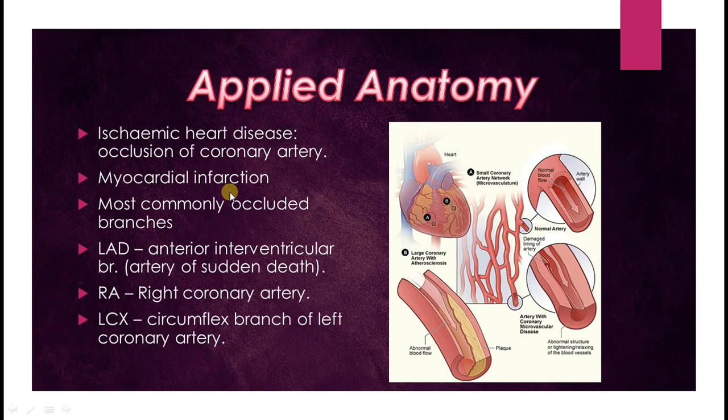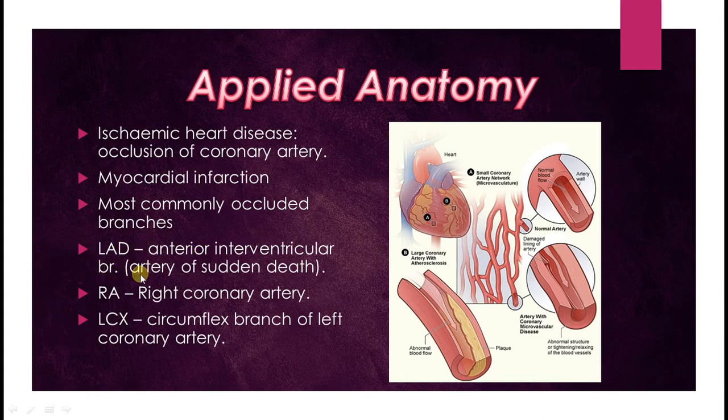If there is transient occlusion, temporary or spasmodic occlusion of this artery, then you get a pain which is called angina pectoris or heart pain. Now, what are the most commonly occluded arteries? LAD, left anterior descending, which is nothing but your anterior interventricular branch of the left coronary artery. So this is the order of the occlusion. Most commonly occluded is LAD.